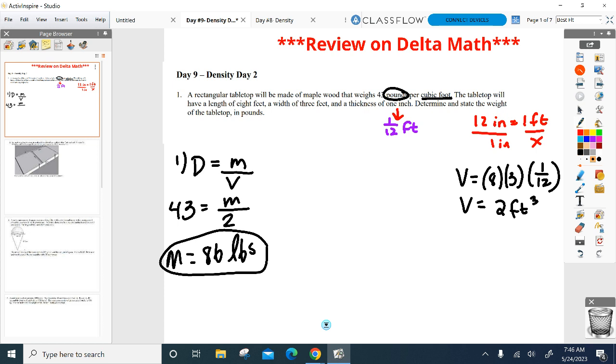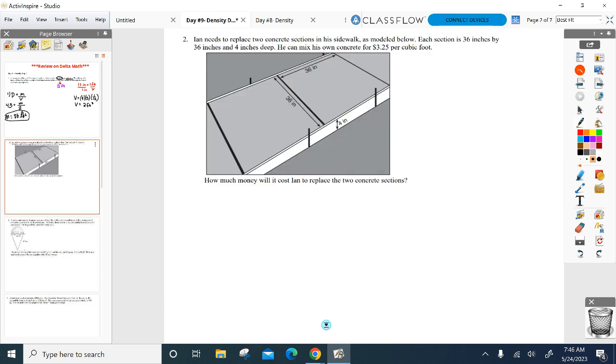All right, next one. This next problem is not a density problem, but it is a change of units problem. You guys see what we have here? He can mix his own concrete, $3.25 per cubic foot. It's not density, right? Because it's not mass over volume. But anybody see the issue? I'm going to charge you per cubic foot, but look at the diagram. The diagram is in inches. So before we do anything, we need to convert these to feet.